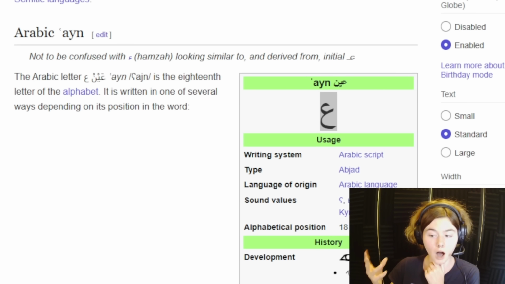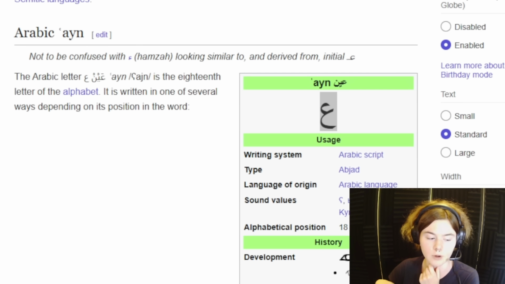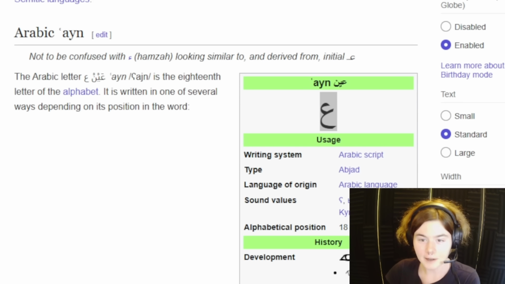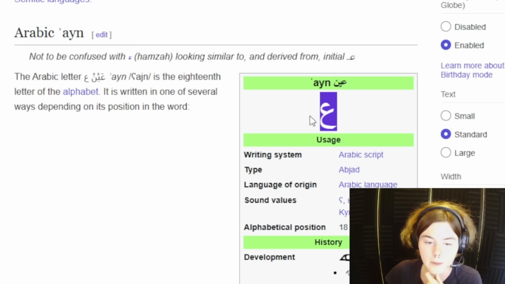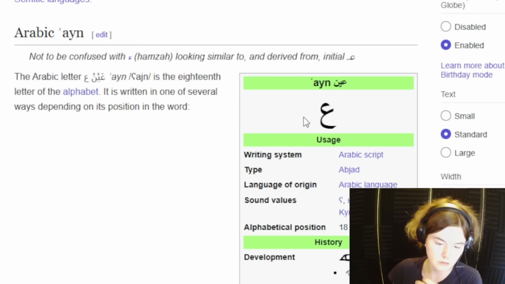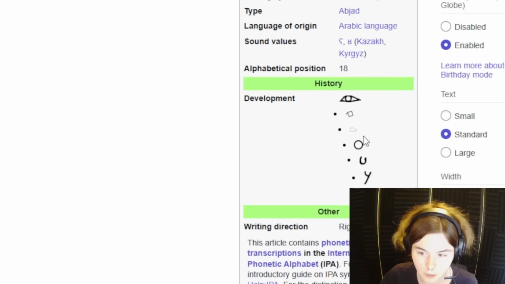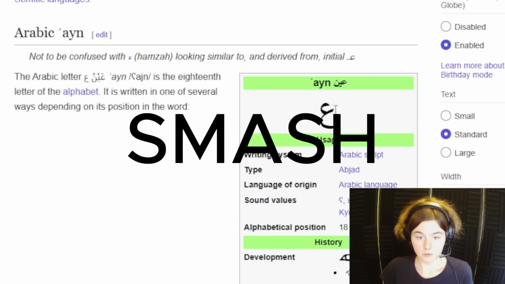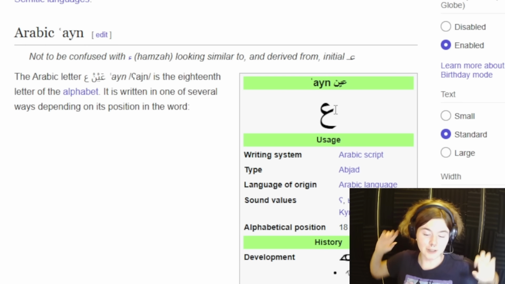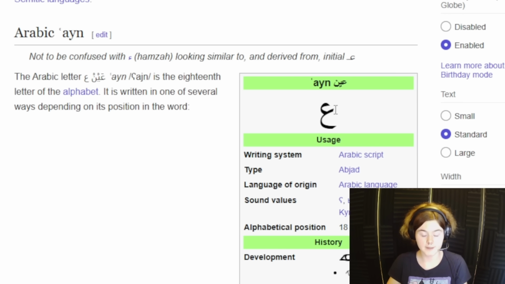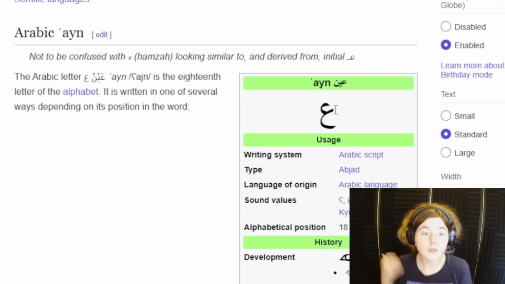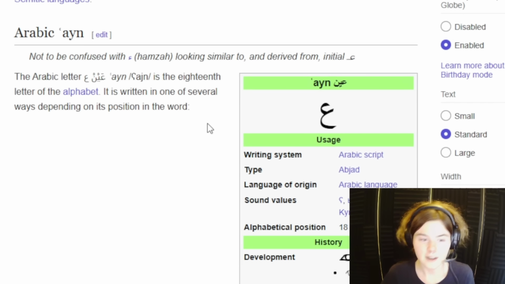It sounds like ah, but you move where the sound is coming from further down your throat, like ah. Alright? Now that I've thoroughly embarrassed myself with that pronunciation. Wow, look at the development! Oh, that looks like an eye. That's so cool. Anyway, smash! Instant smash! I love these super difficult sounds that I have no clue how to pronounce. They just sound so cool to me. Genuinely so fascinating. Oh my gosh.